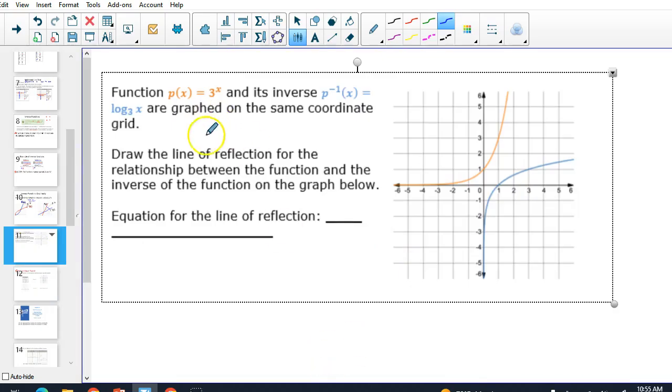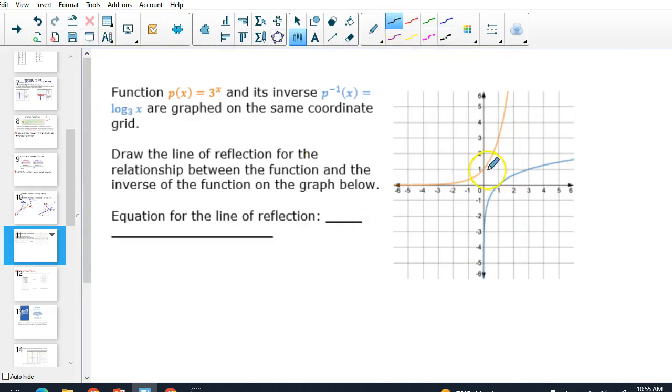Okay. So, let's look at an example. If I have a function, p of x is equal to 3 to the power of x, so exponential functions, and its inverse, p to the negative 1 of x is equal to log base 3 of x. We'll look more into logs later in this unit. Don't worry about it too much right now. Just know that they're going to be inverses of each other. I have my graph here. I have my orange line and my blue.